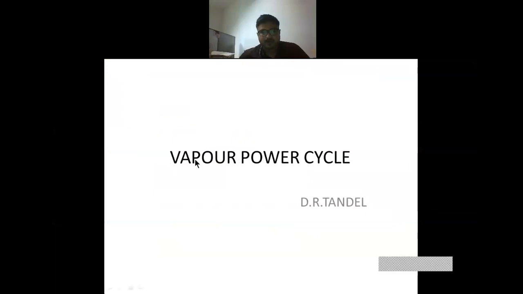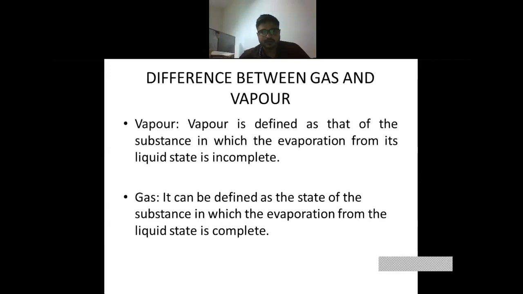So first we will discuss the basics of vapor power cycle. First we need to understand what the difference is between vapor and gas. Vapor means incomplete evaporation. An example of vapor is steam. In steam, we can see that evaporation is incomplete. That's why it is known as vapor.